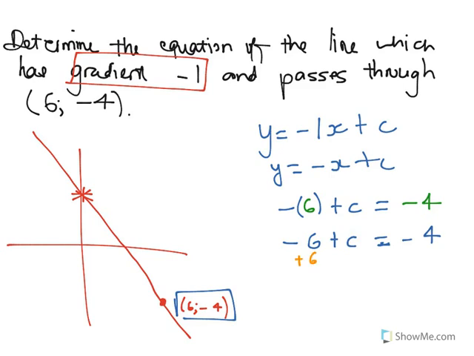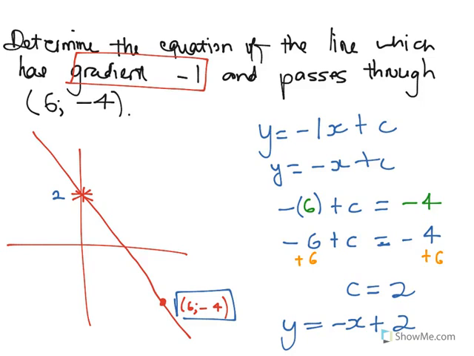If you add 6 to both sides, then you'll find that c is equal to, whoa, not 4. Minus 4 plus 6 is equal to 2. So that over there would be 2. So your final equation is y equals minus x plus 2.